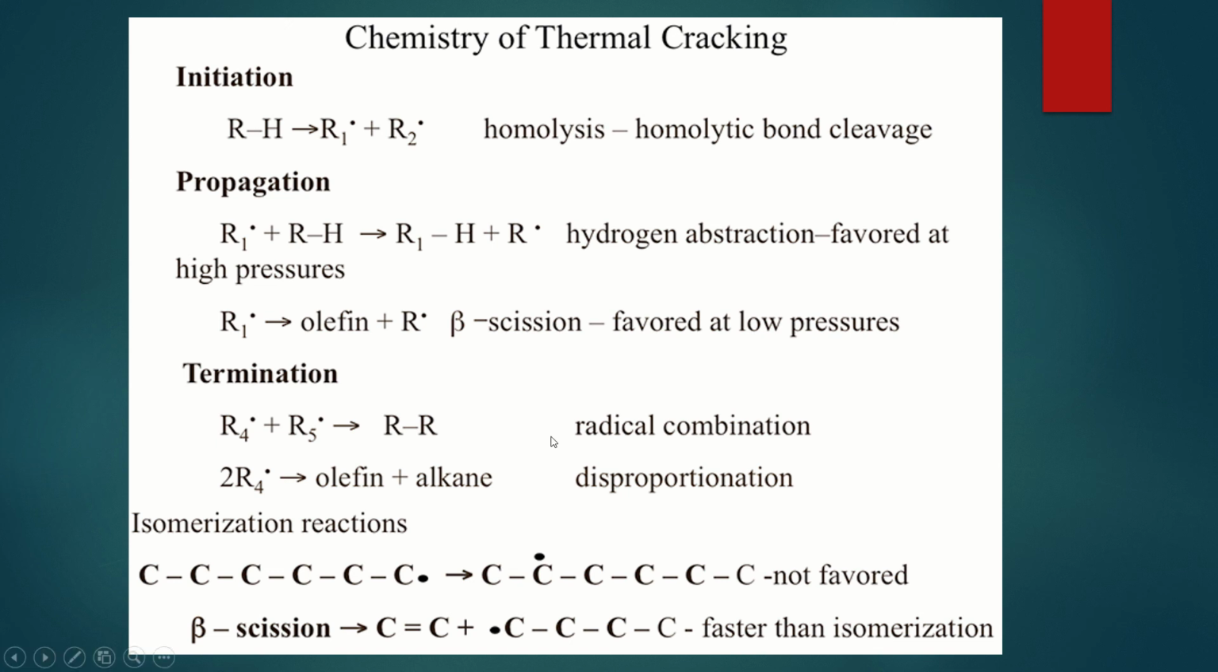Radical combination occurs, in which the R4 radical and R5 radical combine to form a double alkane molecule, and a disproportionation reaction occurs in which olefin and alkanes are formed. Also, we have isomerization reactions in which isomers are formed, which is generally not favored, and the beta scission reaction occurs, which is faster than the isomerization reaction.